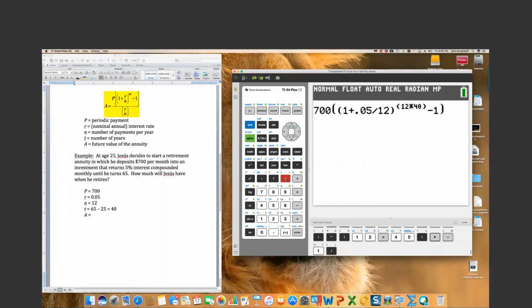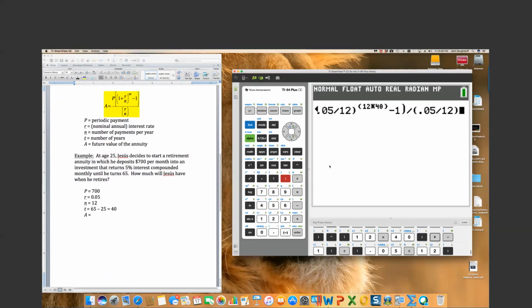Now, all of that is divided by what you see in the denominator. So this is the entire numerator, and then click divide. And then the denominator is going to go in parentheses as well. Open parentheses, and it is R, 0.05 divided by n, which is 12. Close the parentheses, and we have now entered into the calculator exactly what we see in the formula.